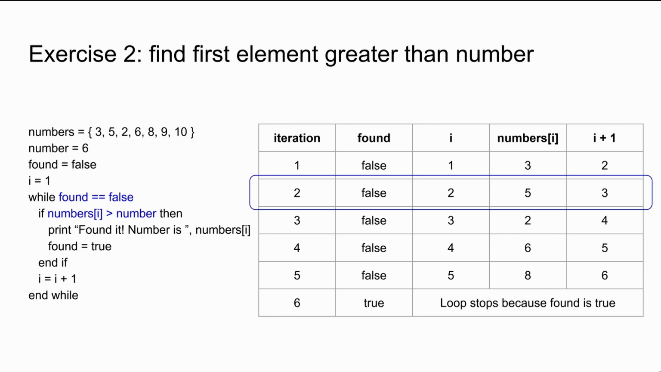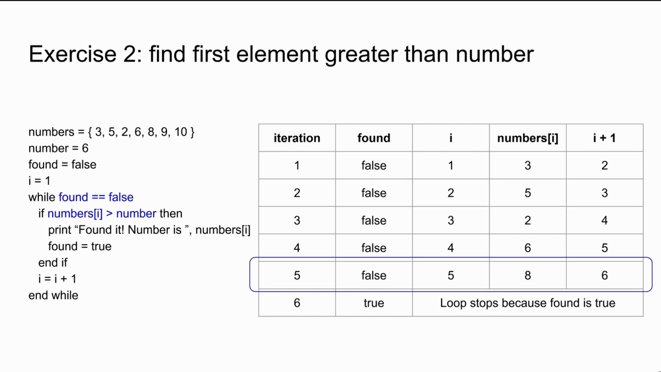This loop continues until there is a number of i which is greater than 6, and this happens in iteration 5 of the loop. In this iteration, we can see that i is 5 when it starts, which means that numbers of i will access the fifth element in the list, which is 8. As 8 is bigger than 6, the condition in the if is true, and the block of code inside the if is executed, printing out our phrase and changing found to true. Since found is now true, the next time the while checks the condition, it won't continue to the next iteration.